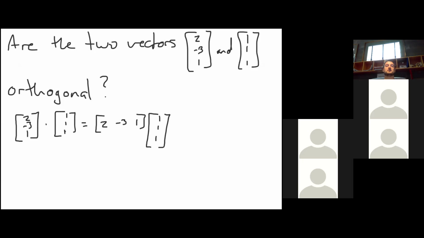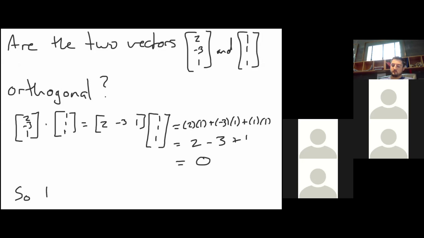This gives me my row and column to match up with for my matrix multiplication. But it just says take each corresponding element, multiply them together, then add them all up. So this will be a 2 times a 1 plus a -3 times a 1 plus a 1 times a 1. And then I just add these up. 2 times 1 is 2. I'm subtracting a 3. I'm adding a 1. 2 minus 3 plus 1 is 0. So these vectors are orthogonal.